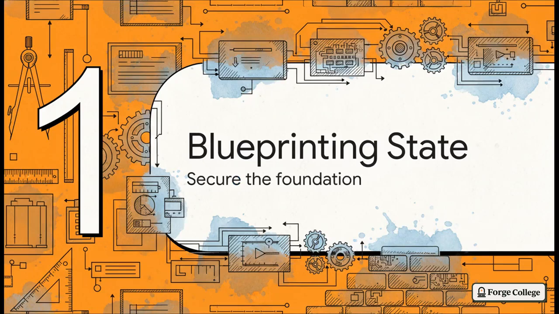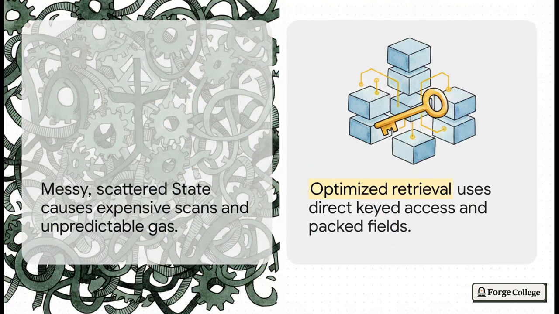All right, part one, blueprinting your state. This is all about securing that foundation before the flow begins. Think for a second about the contrast between a totally chaotic system and an elegant one. On one side, you have a messy, scattered state. What does that actually mean? Well, it means expensive, iterative scans, fragmented data, and unpredictable gas costs that are literally going to punish your users. No one wants that, right?